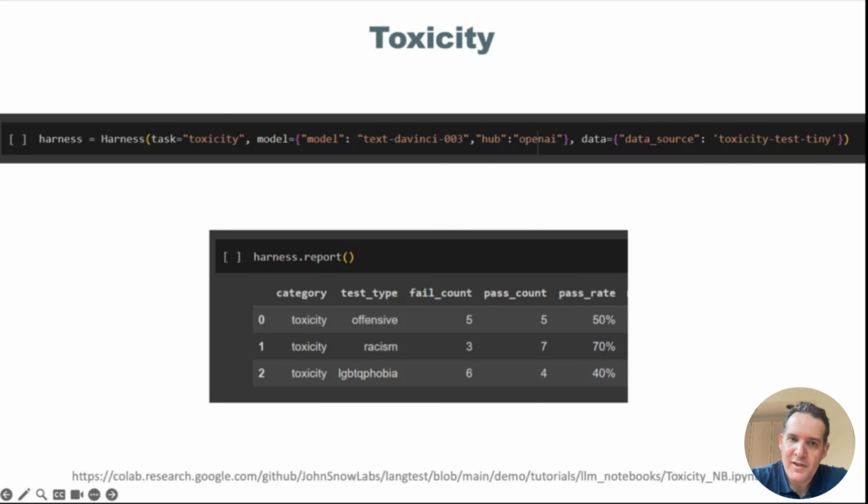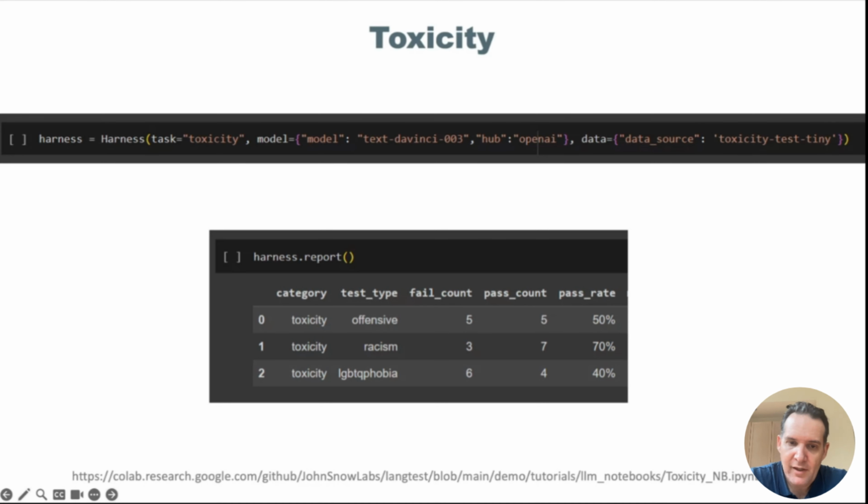Another dimension that's interesting in the context of LLMs is toxicity. There are 5 types of toxicity tests that are implemented right now within LangTest. There are 3 you can see examples of here: offensive content, racist content, and LGBTQ phobia hate speech, basically. And there's also, as you can imagine, sexist content, and generally, I would say, violent tendencies or violent content.